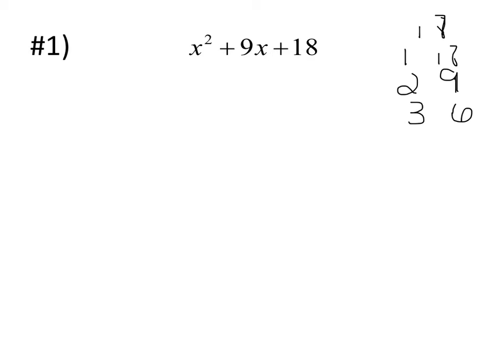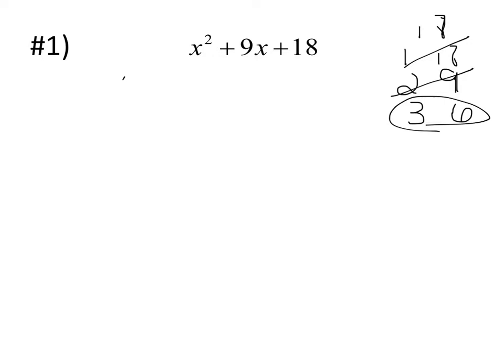Okay? Then you're going to ask yourself, which of these could give me the middle term? So can 1 and 18 ever give me 9? No, never. So it's not that. Can 2 and 9 ever give me 9? No. Can 3 and 6 ever give me 9? Yeah, 3 plus 6 can give me 9.